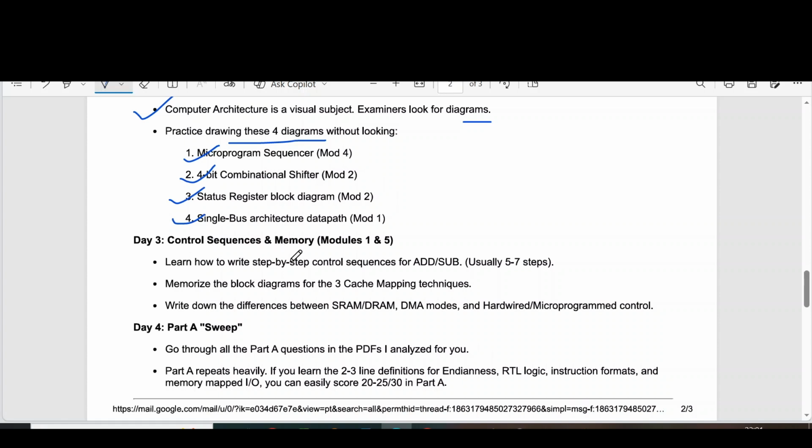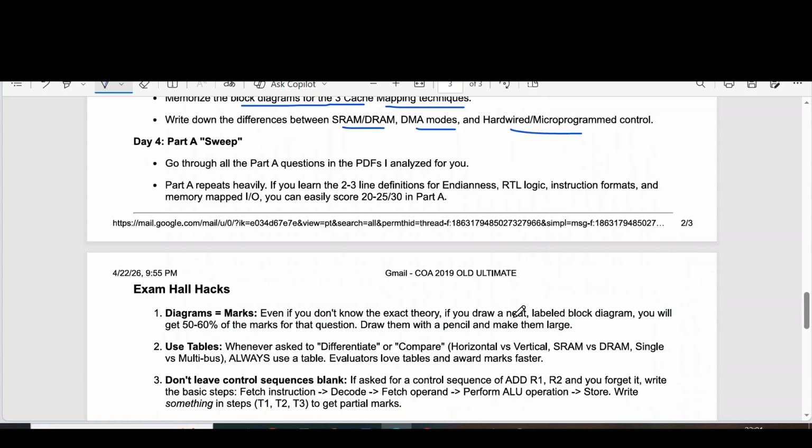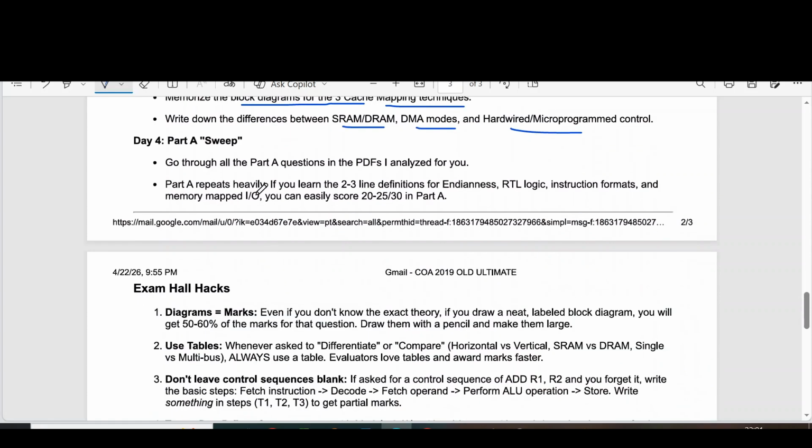Then control sequences and memory. Learn how to write step-by-step control sequences for add or sub. Memorize the block diagrams for the 3 cache mapping techniques. Then write down the differences between SRAM, DRAM, DMA modes, hardwired or microprogrammed control. Then go through the part A questions.